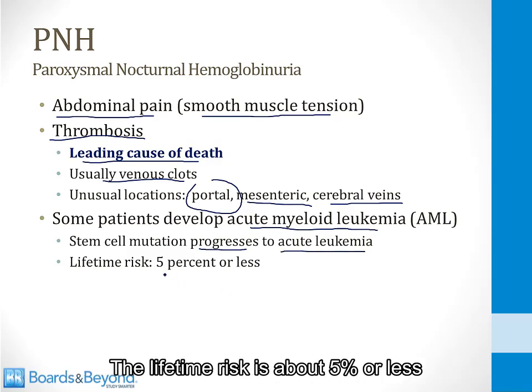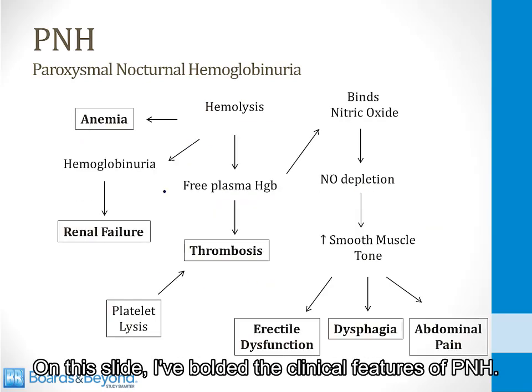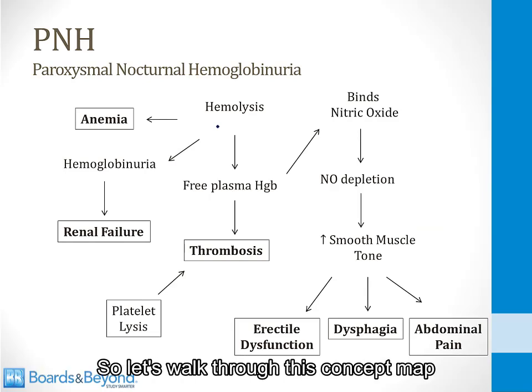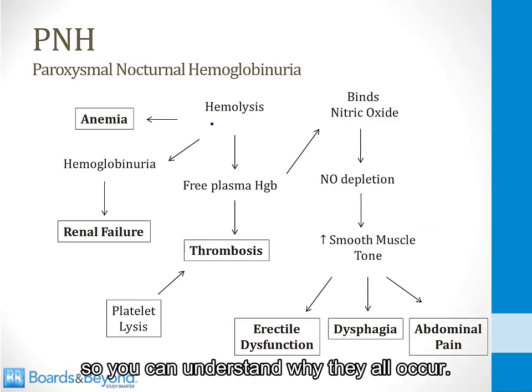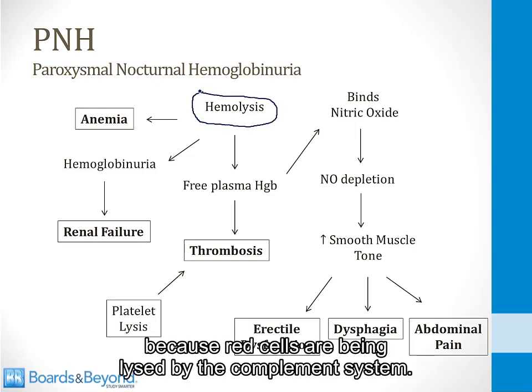The lifetime risk is about 5% or less in patients who have PNH. On this slide, I've bolded the clinical features of PNH. So let's walk through this concept map so you can understand why they all occur. As I told you before, the primary problem is hemolysis because red cells are being lysed by the complement system.